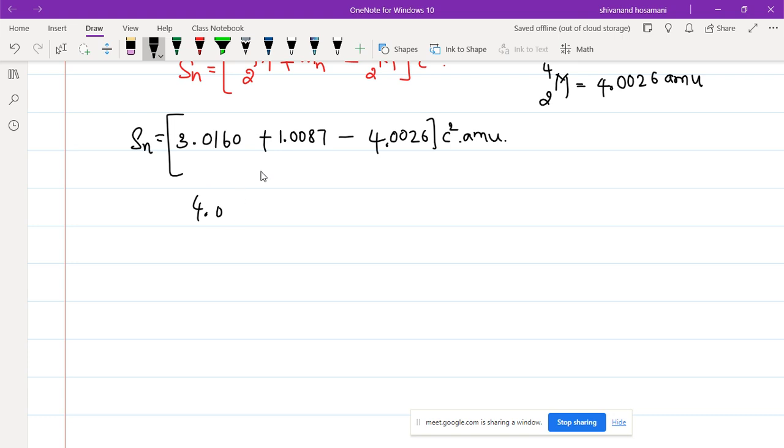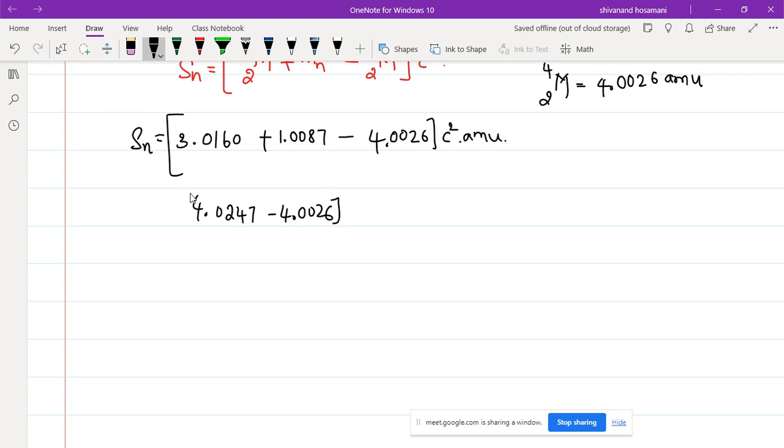I think is it 2? Yes, it is going to be 2 times 2 and 4 and 7. Is that correct? This is correct. Minus times of 4.0026.